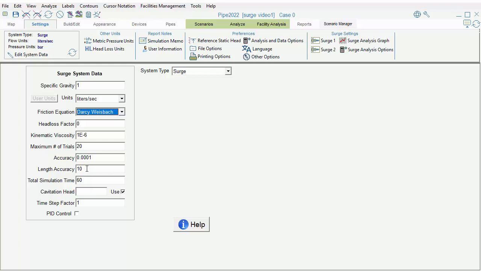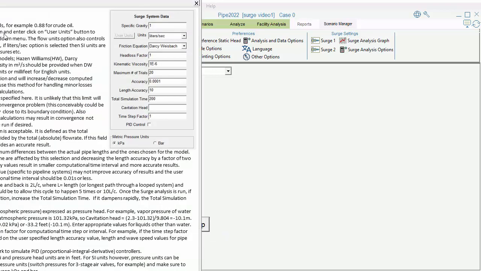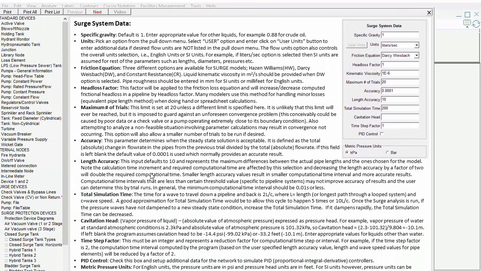If you wish further explanation of these or other inputs, refer to this Help button. You can see many definitions here.